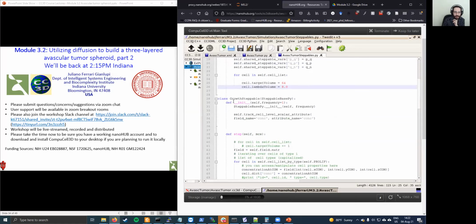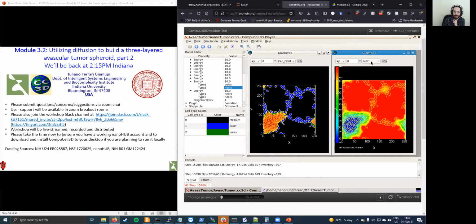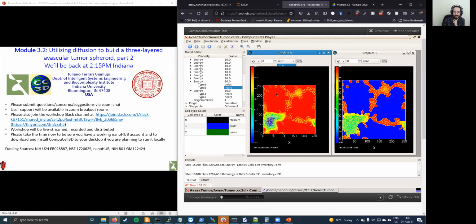And then here in the growth step, we are doing all of the magic. We are telling CompuCell to look for this cell dictionary called conc to make it easier to visualize what concentration we are measuring inside of the cell. So it looks similar to the nutrient field, but it's clearly different. It's discrete, while this one is smooth.